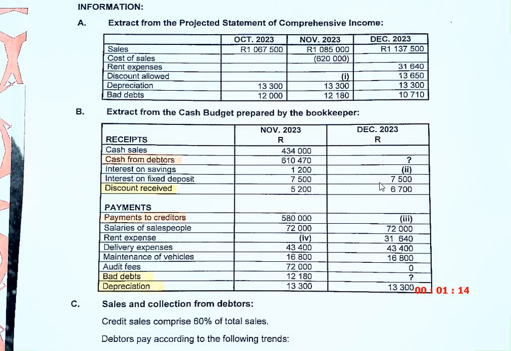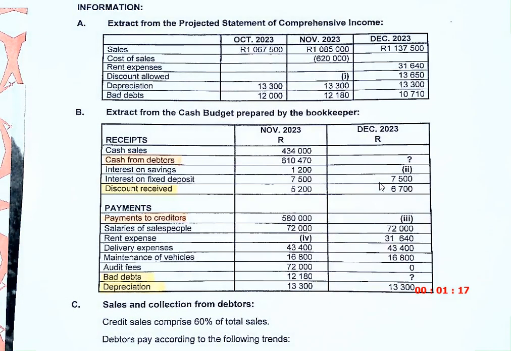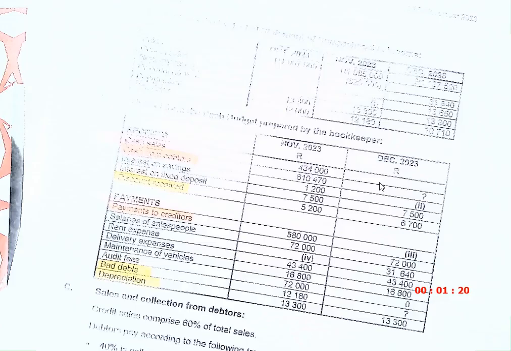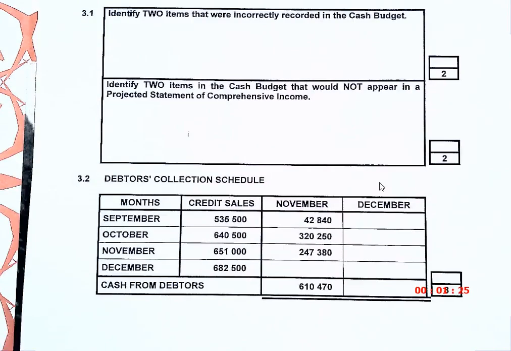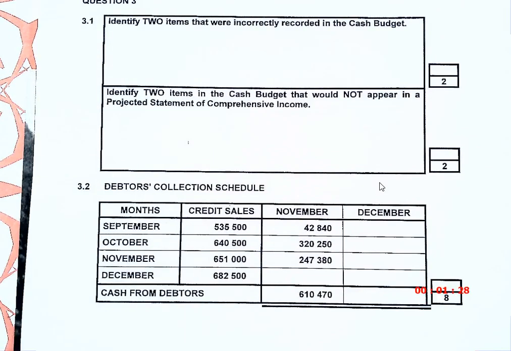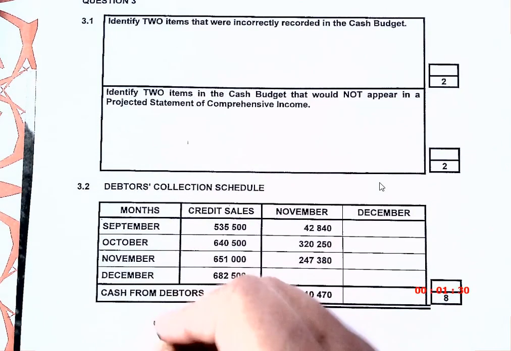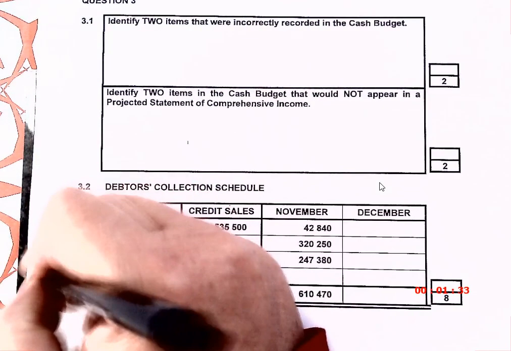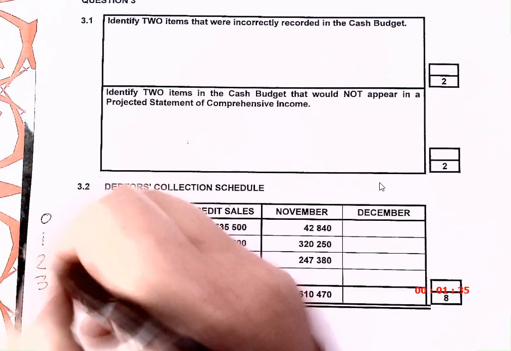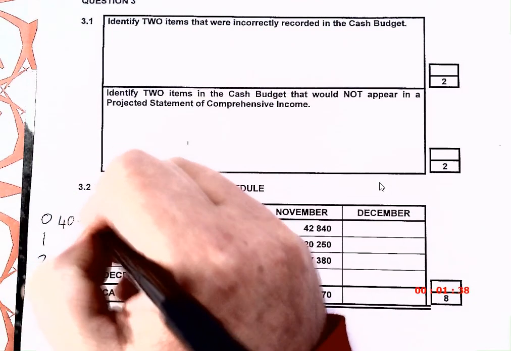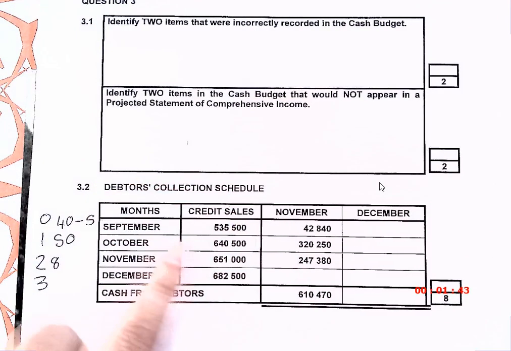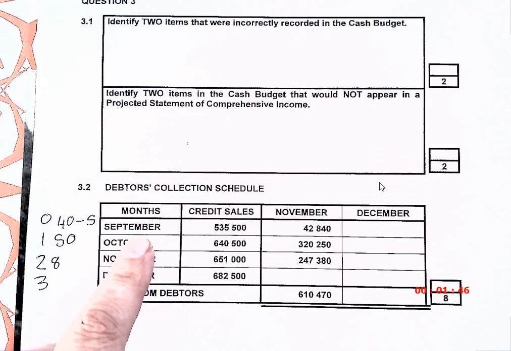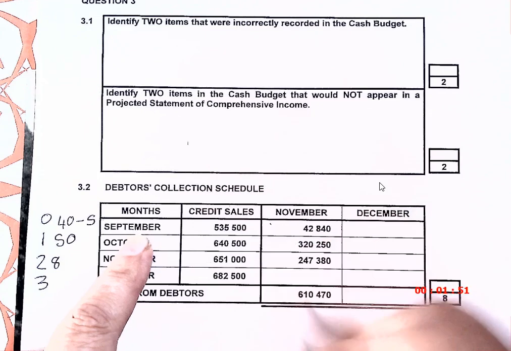Complete the debtors collection schedule for December. So, let's go. December, here we go. And they already put in most of the stuff. I just literally have to do the schedule. So I say 0, 1, 2, 3. 40% in the month, less 5 discount. 50 follow, 8 follow. So let's start. September is 0. October is 1. November is 2. And it's done.